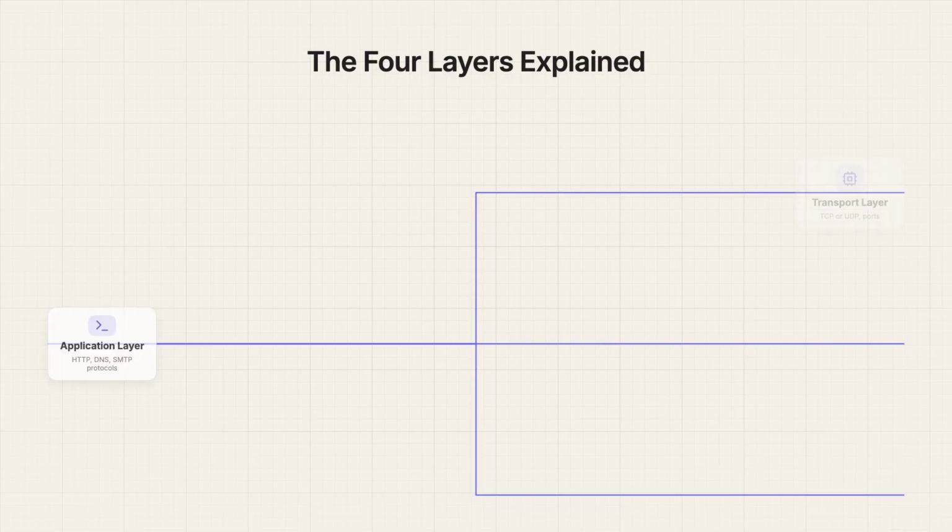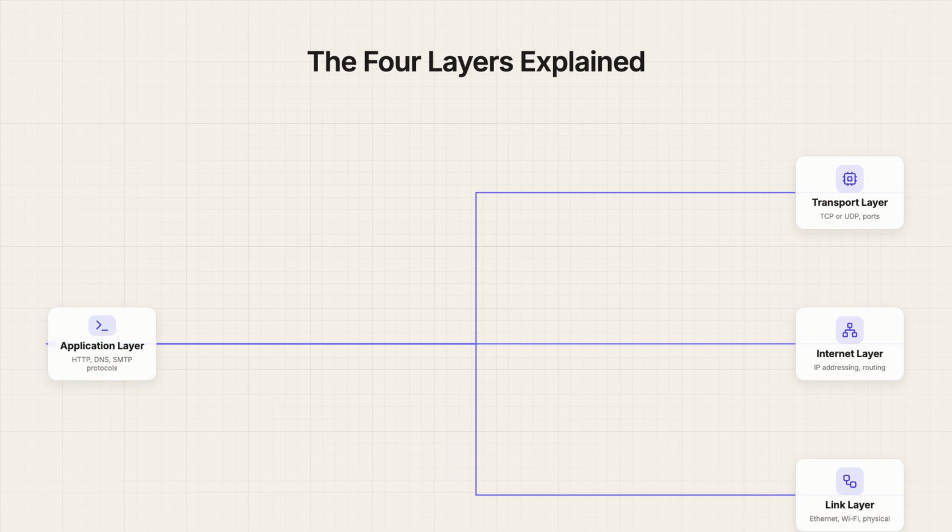The internet model has 4 layers. The application layer is where your browser or email client lives. The transport layer manages end-to-end delivery using TCP or UDP. The internet layer handles logical addressing and routing with IP. The link layer deals with physically moving bits on a single cable or wireless hop between two adjacent devices.